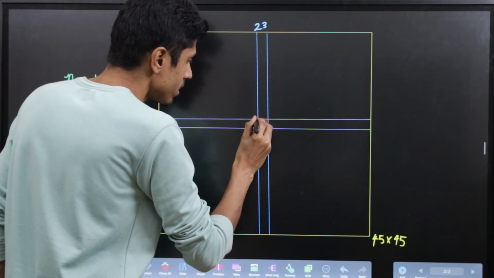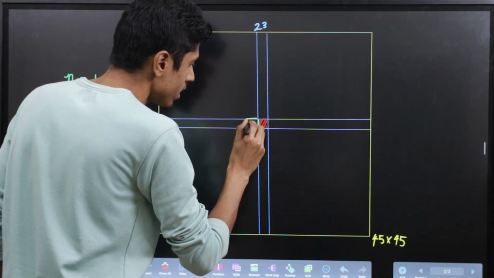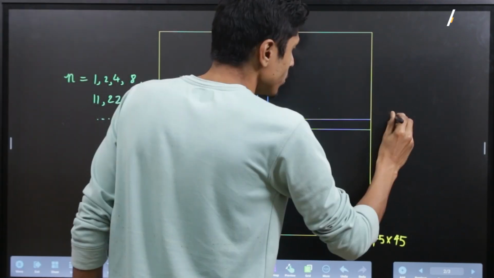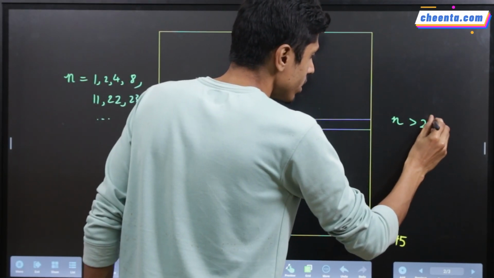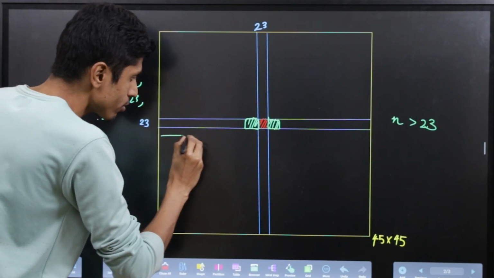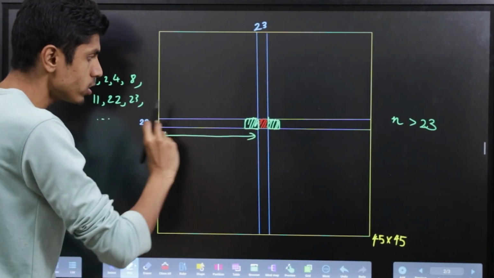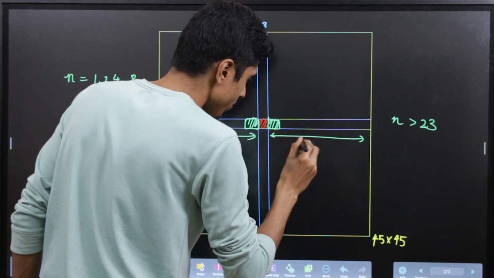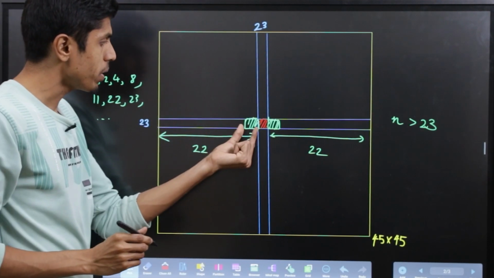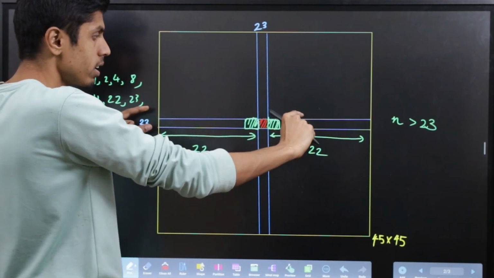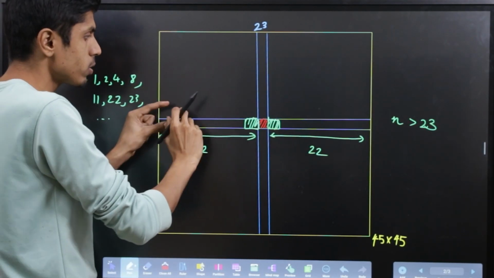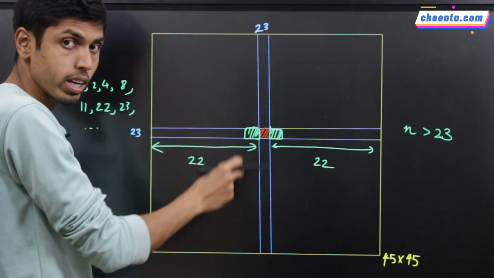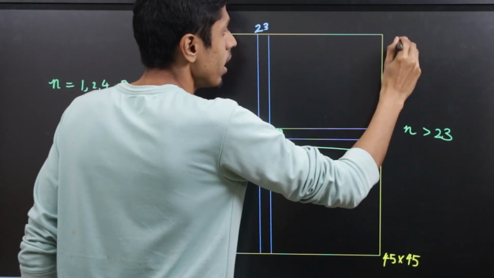Let us consider the tiling of the cell immediately to the left and immediately to the right of the missing central square. Suppose you consider the value of n to be greater than 23. We know the size of this horizontal element is 22 and this one is also 22. So in order to pave this, I cannot have a horizontal tile containing this cell, because that will enter the missing central square. Hence, this must be tiled by a vertical tile, like an n cross 1 tile.